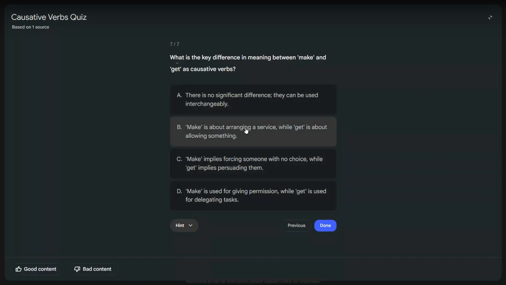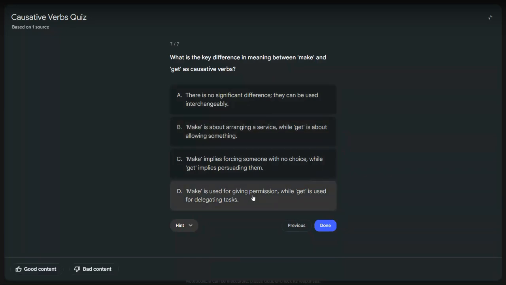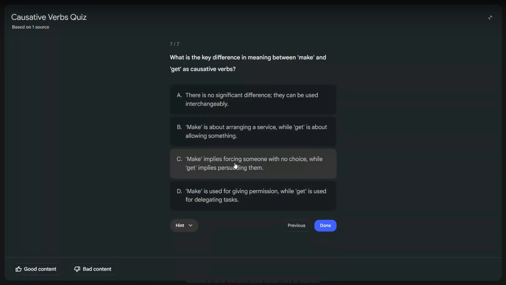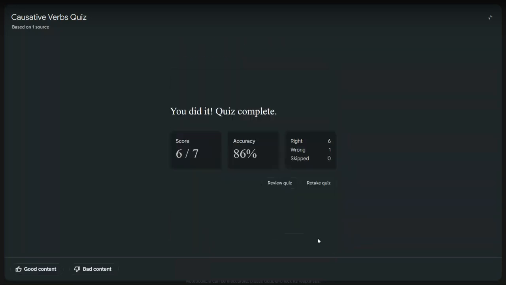Right. So let's see the options. They both can be, no. Make is about arranging, no. Make is about giving permission, no. So clearly option C is there. Make implies forcing, while get implies persuading. Okay, so we'll use this one. That is right. And then we have already completed it.